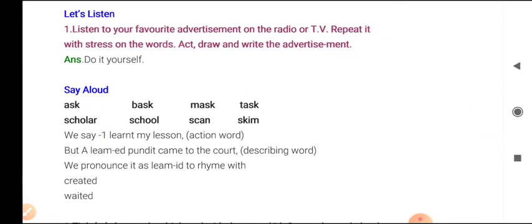Let's listen. Listen to your favorite advertisement on the radio or TV. Repeat it with stress on the words. Write, draw and write the advertisement. Do it yourself. Just select one nice advertisement which you have seen or which you like, and try to repeat it with stress on the words.